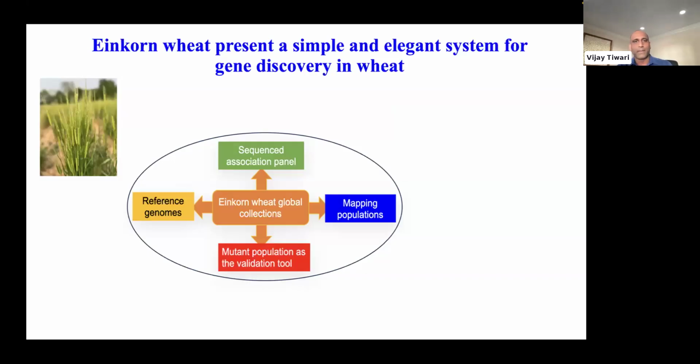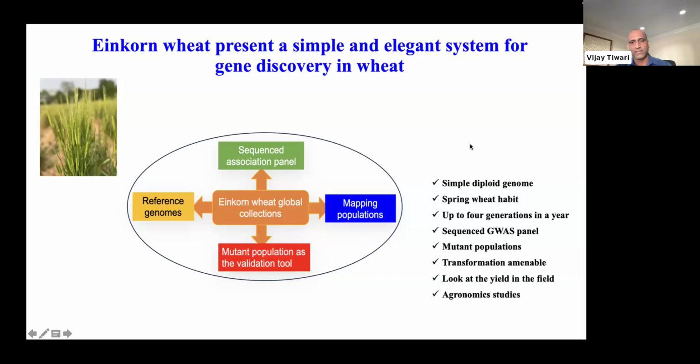Because it is already an old crop, there's an interest in advancing einkorn wheat as a simple and elegant system for gene discovery in wheat. The reason for that is that it has a simple diploid genome, and domesticated einkorn wheat has a spring wheat habit. Without even going for speed breeding, we can easily take 4 generations of einkorn in a year. If you do speed breeding, you are talking about 5 to 6 generations.